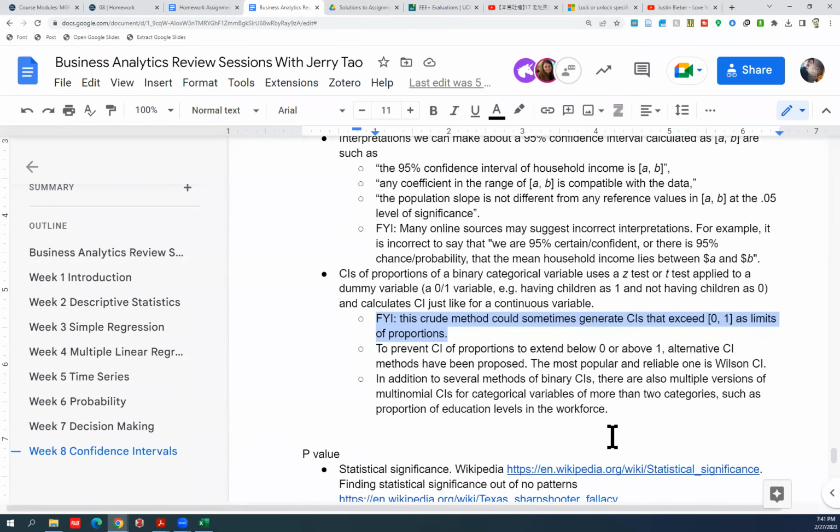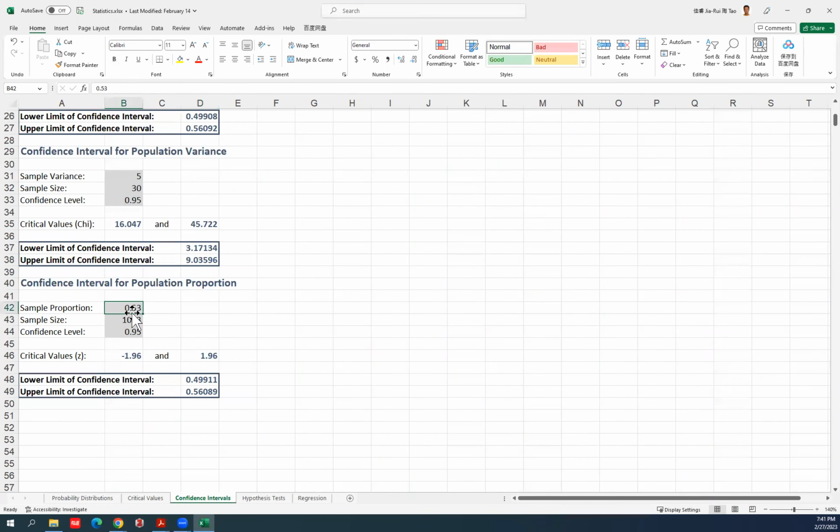Notice that in this method, although it's simple and straightforward, it sometimes generates confidence intervals that are beyond 0 and 1. For example, if we somehow got a sample proportion of, let's see, 99%, let's see what happens to the confidence intervals. Oh, okay, well, that's good, it's still within 0 and 1. Well, let me fix it. Oh, okay, now you find that the upper limit of the confidence interval is beyond 1. This would be impossible because any proportion should be between 0 and 1.